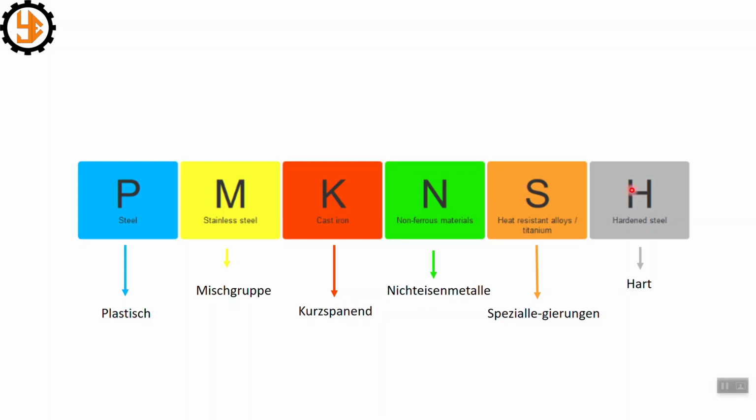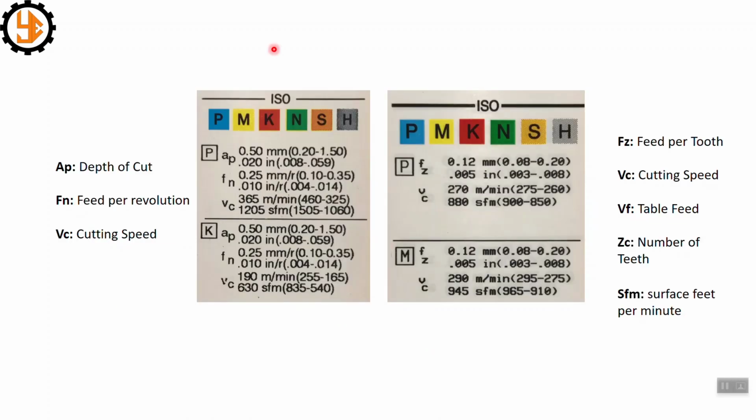for hardened steels. Manufacturers indicate on the insert boxes for which materials these inserts are produced. According to these, users make their choices. Let's start with insert information for turning. It shows that it is proper for P and K, steel and cast materials. Cutting values for both material groups are given here. AP, cutting depth, FN, feed per revolution, VC, cutting speed.